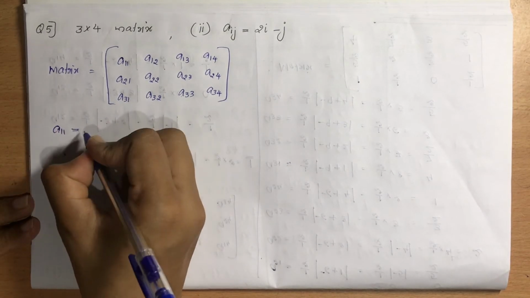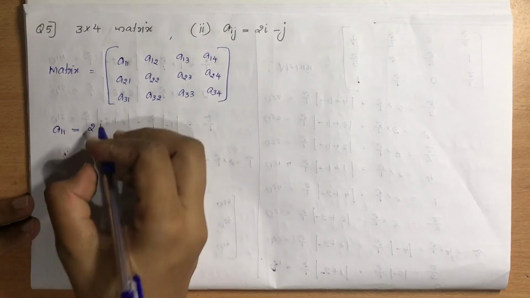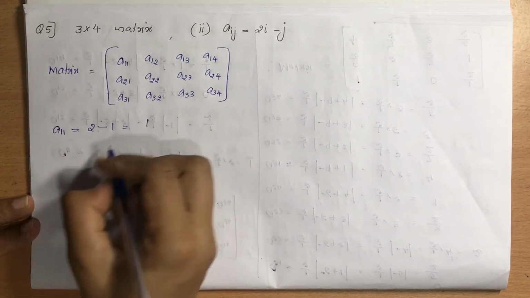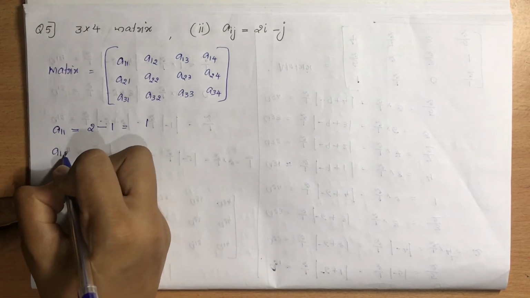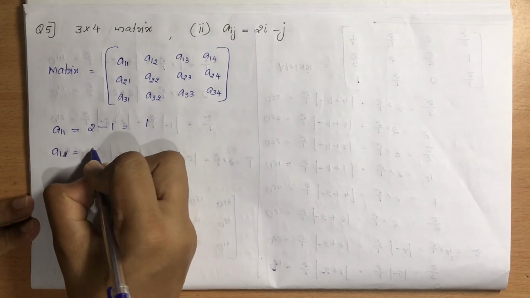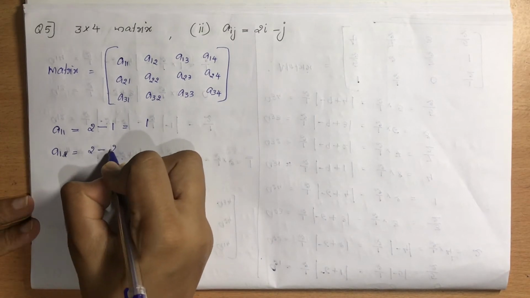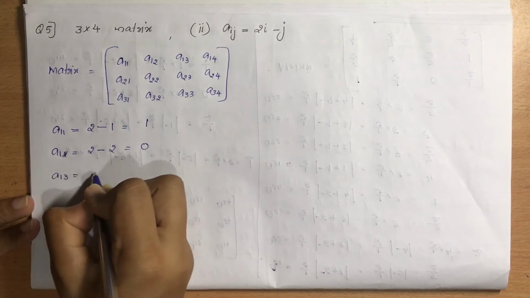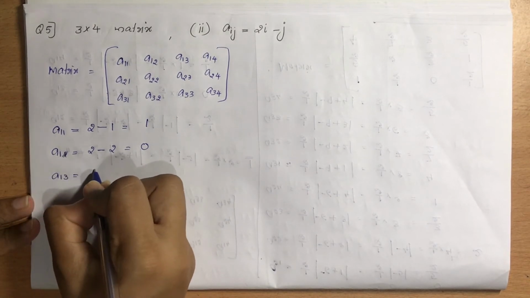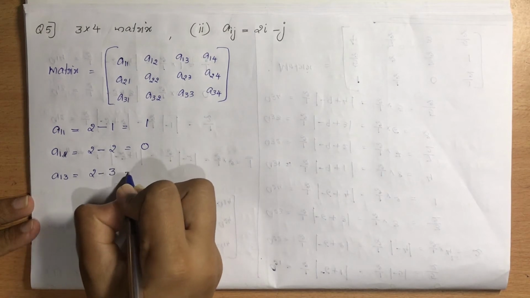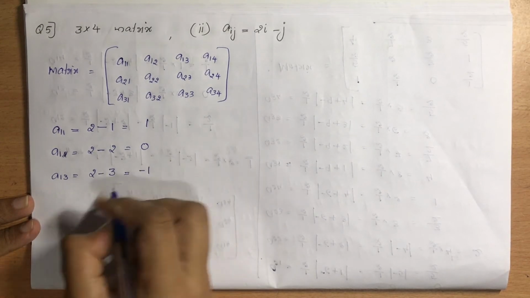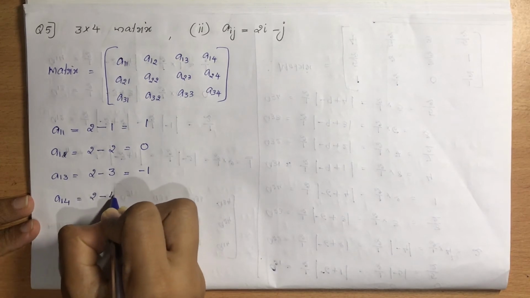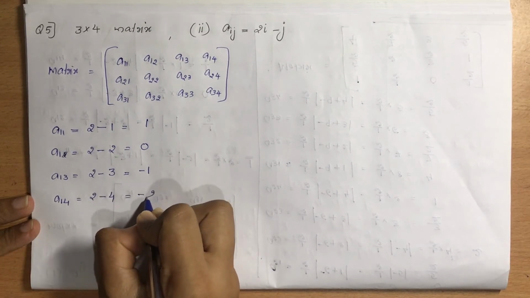A11 equals 2 into 1, 2 minus j, j is 1, 2 minus 1 is 1. Next, A12 equals 2 minus 2, equal to 0. Next, A13 equals 2 minus 3, which is minus 1. Next, A14 equals 2 minus 4, which is minus 2.